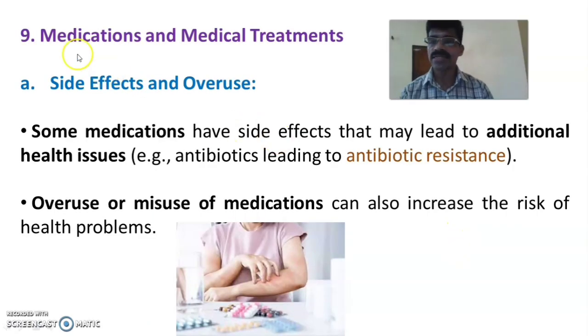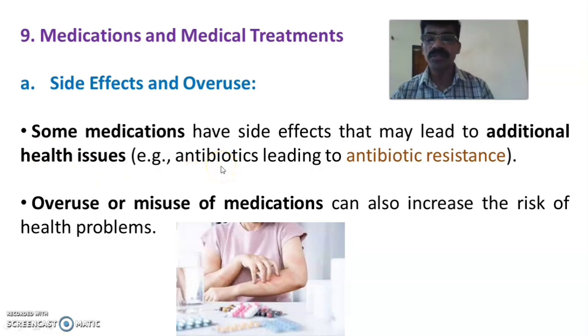The ninth factor is medications and medical treatments. Taking certain medications or undergoing certain medical treatments can also cause various illnesses and diseases in human beings. First one is side effects and overuse of medications. Some medications have side effects. Not just some, almost all medications have side effects that may lead to additional health issues or problems.